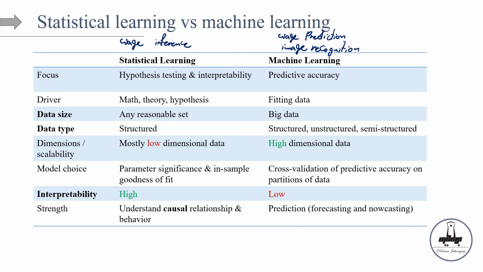Okay, so in the previous examples, if you were purely interested in making predictions, we were dealing with machine learning models. And if you wanted to make some inference, we are dealing with the statistical learning models, right? Now let's focus on the differences.